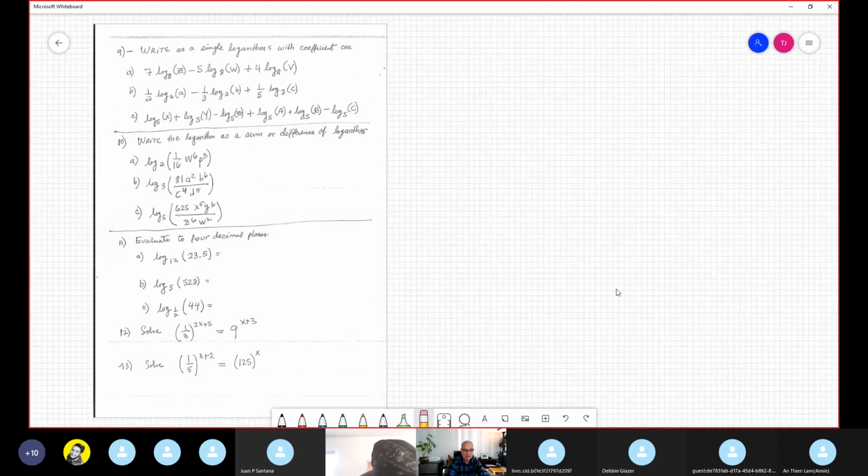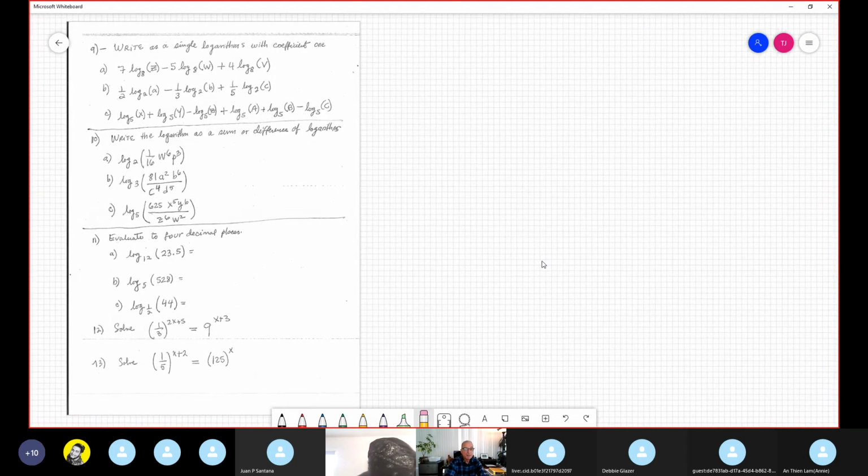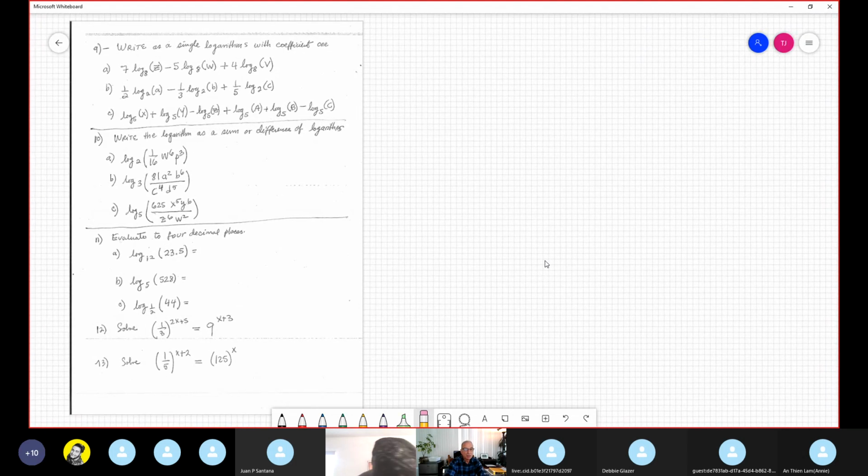Okay, this is also easy because basically you are using properties number 5, 6, and 7 to condense or expand, depending on the problem. In number 9 we have to write as a single logarithm. Single means only one. Then you have 3 logarithms, 4 logarithms, 1, 2, 3, 4, 5, 6 logarithms. You condense it into only one. Let's do it one by one.